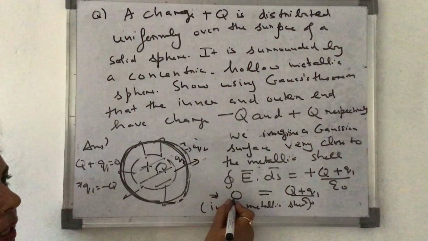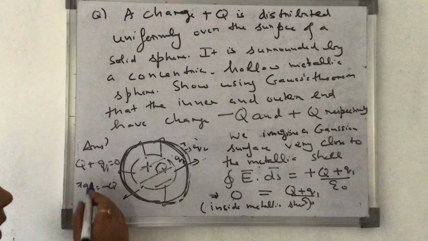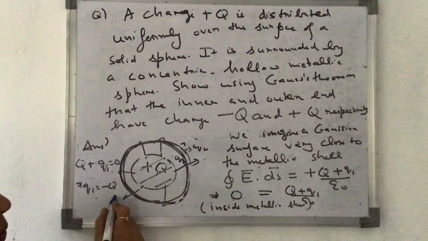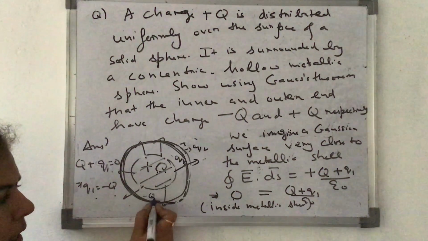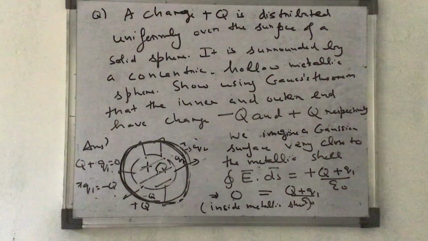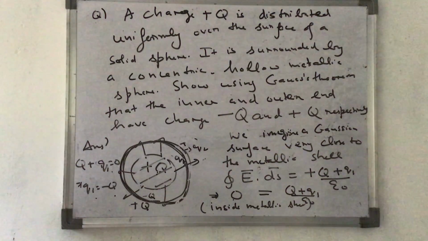That is the logic we have. So here inside it is equal to 0. That means q plus q1 is equal to 0, and q1 is equal to minus q. Obviously, since this is minus q on this side, in order to balance this charge, it will be plus q on the other side. Any problem till here? No. Okay.